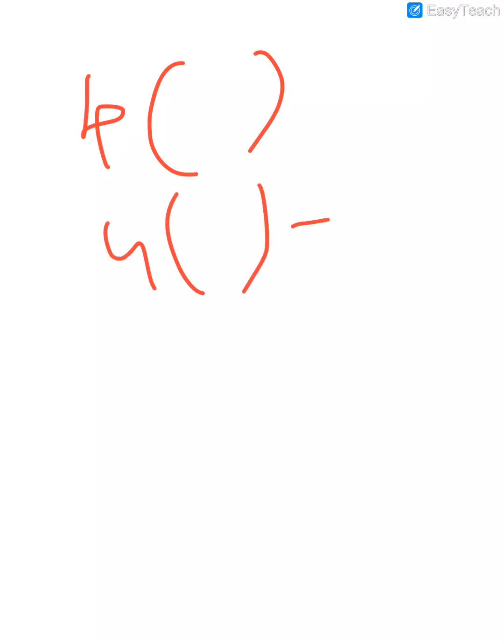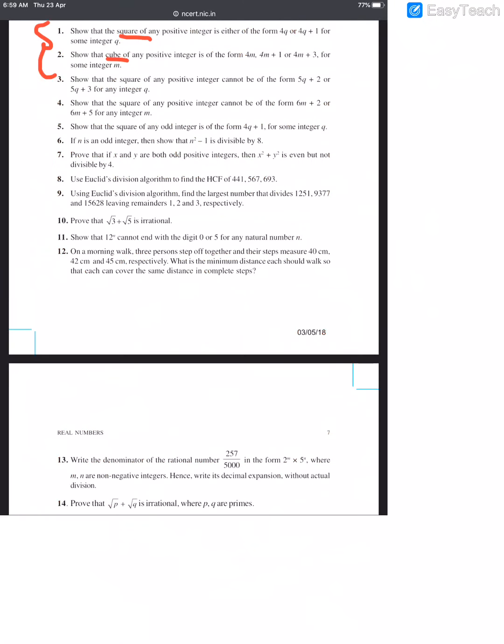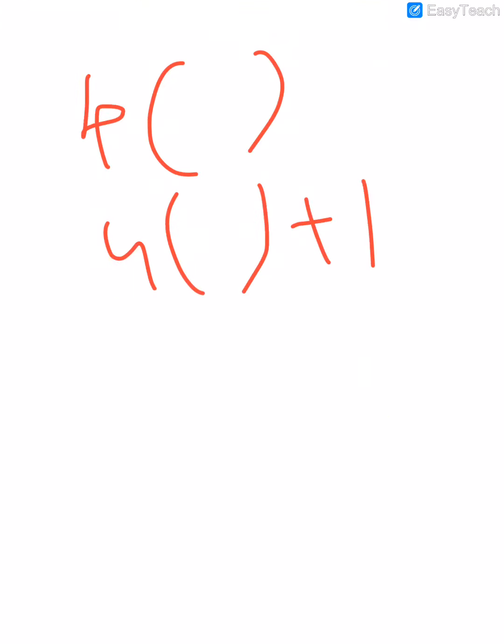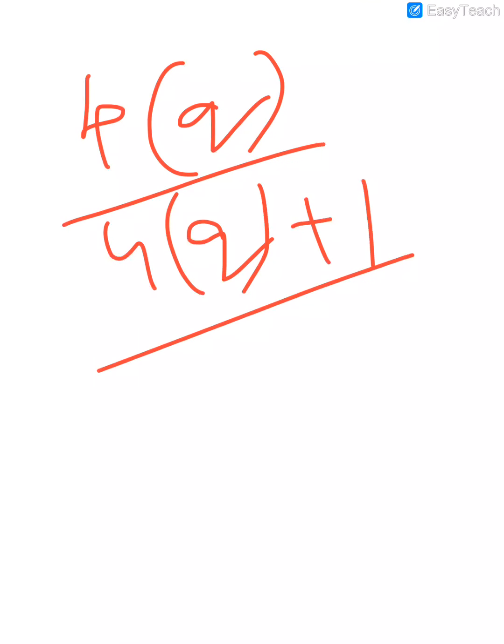So finally, what can we conclude? Either it is in the form 4 into something or 4 into something plus 1. So that is what is asked: either 4q or 4q plus 1. These are the only two forms possible.